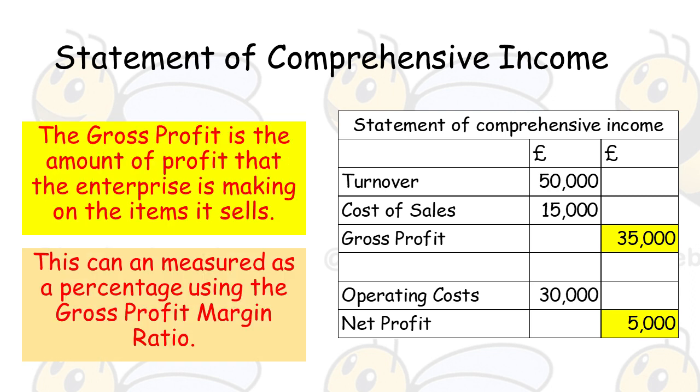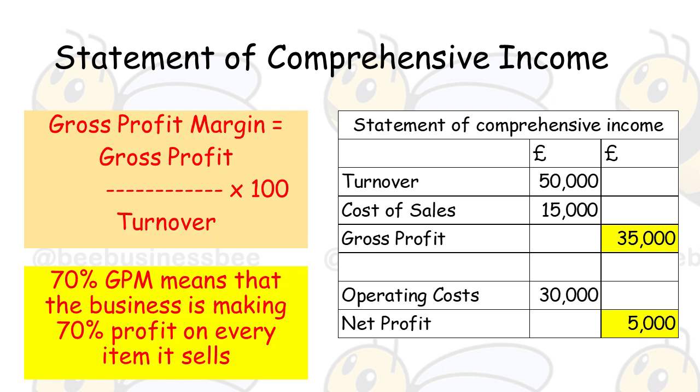So your gross profit is the amount of profit that the enterprise makes on the items it sells. This is not the overall profit because at this point you have not taken away all those operating costs such as your rent, maybe your salaries, or even things like your broadband and other costs that you may have in your business. However, at this point here, your gross profit shows you how much profit you are making on the items you sell. You can actually measure that as a percentage using a ratio known as a gross profit margin. Let's have a look at how that's calculated.